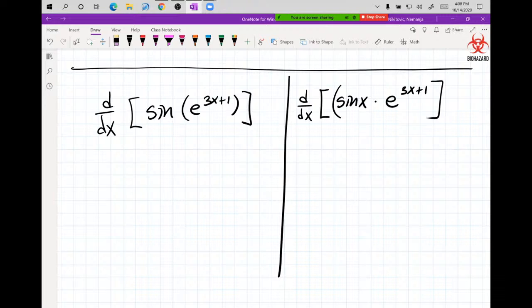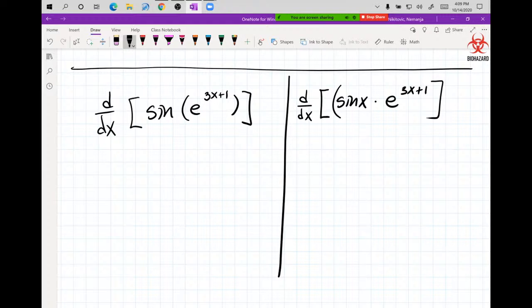For the first one, you would be distributing. Okay, so this is an exponent. This 3x plus 1 is the exponent, so I can't distribute anything. So isn't the e to the 3x plus 1 just inside sine, versus the second one, which is sine x times e to the 3x plus 1?